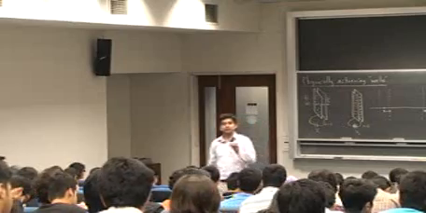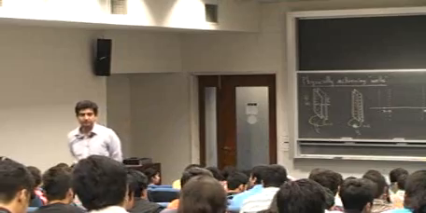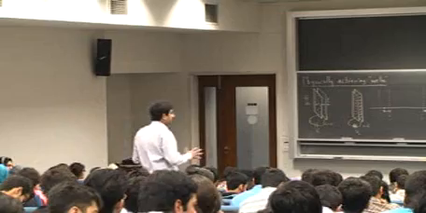Question: if the electron approaches a negative plate, does the potential energy go up or down? Up. If it approaches a positive plate, what happens to its potential energy? It goes down.